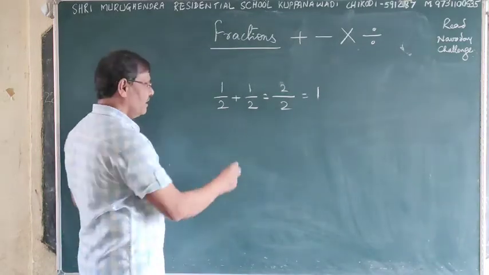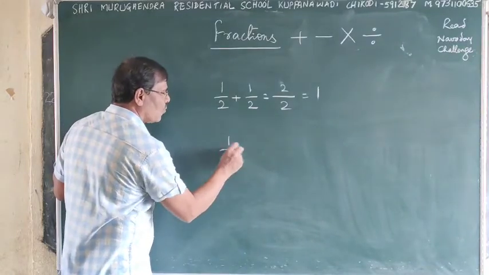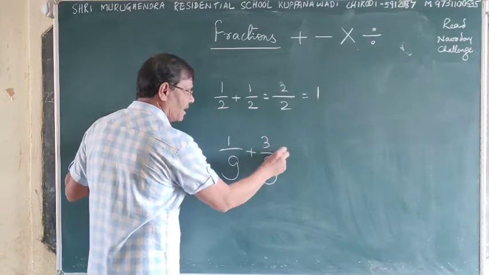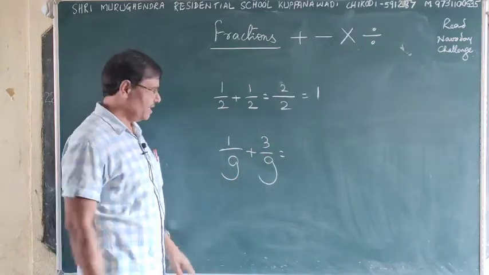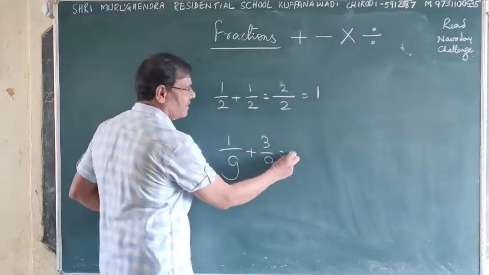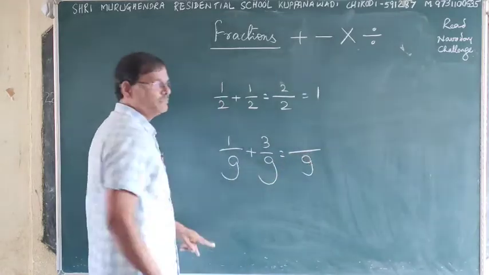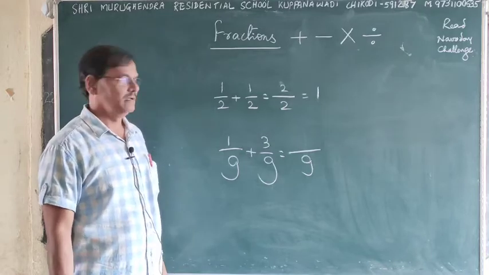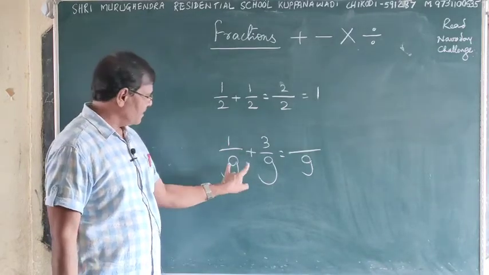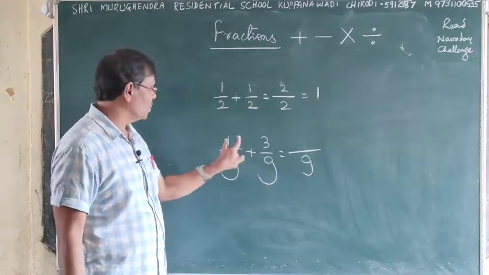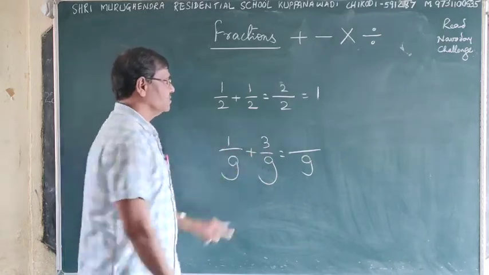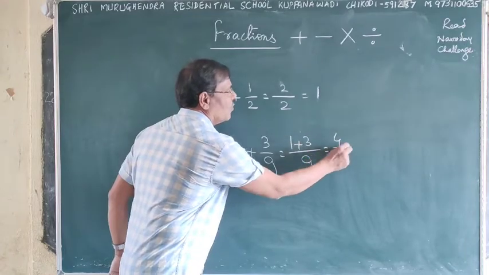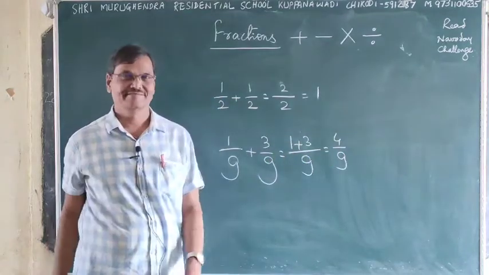See, 1 by 9 plus 3 by 9. When the denominators are the same, you need to keep the denominator as it is. Here the denominators are the same, so 1 plus 3 is equal to 4. 1 plus 3 is equal to 4 by 9.